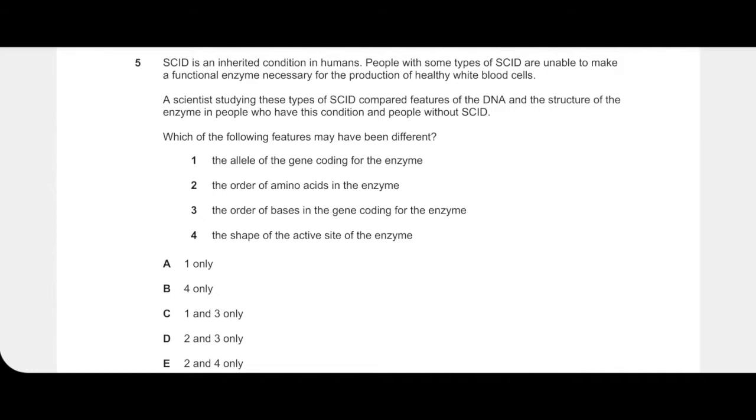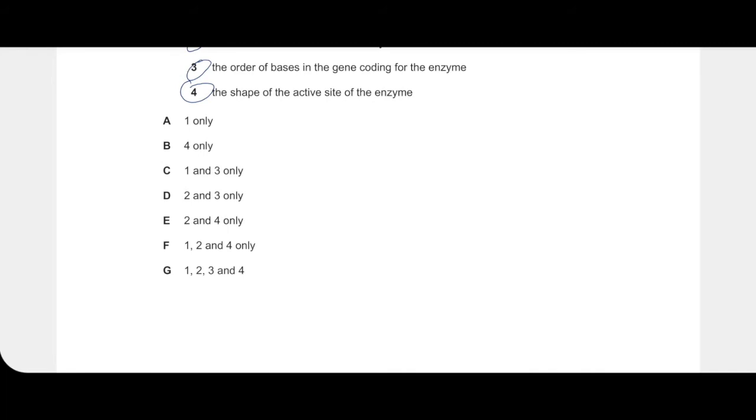So statement number one, the allele of the gene coding for the enzyme, that will be different because there's going to be different bases. That's why different amino acids were formed. That's why a different protein was formed. So that is correct. Number two, the order of the amino acids in the enzyme, that could be another possibility. Yep. The order of the bases in the gene coding for the enzyme, also true. Four, the shape of the active site of the enzyme, completely true. The active site of the enzyme will change because there's a different amino acid structure, a different 3D protein shape. So we know that all four statements are correct, and therefore the answer is G.